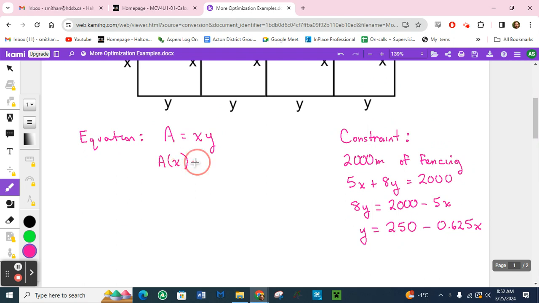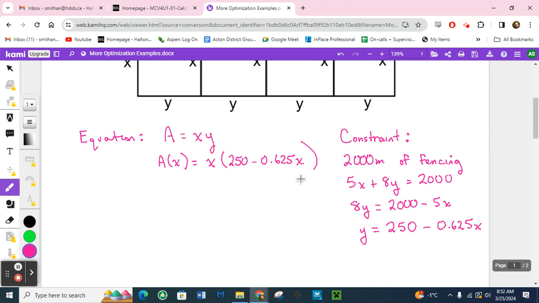So A as a function of x is x times (250 minus 0.625x). This is just a quadratic function that opens down. You could have done this question in grade 10, find the vertex. We are kind of finding the vertex using calculus techniques.